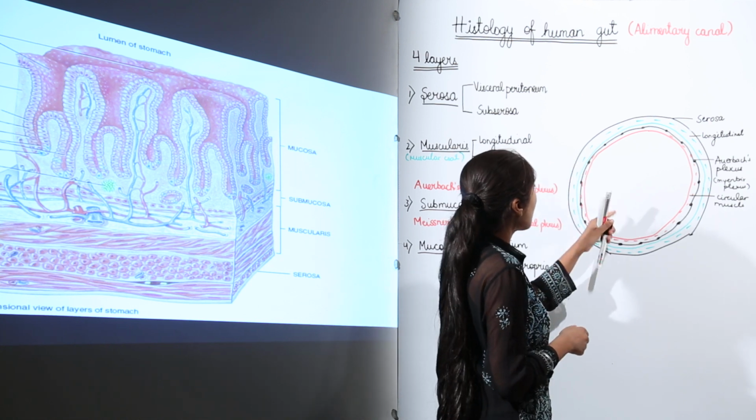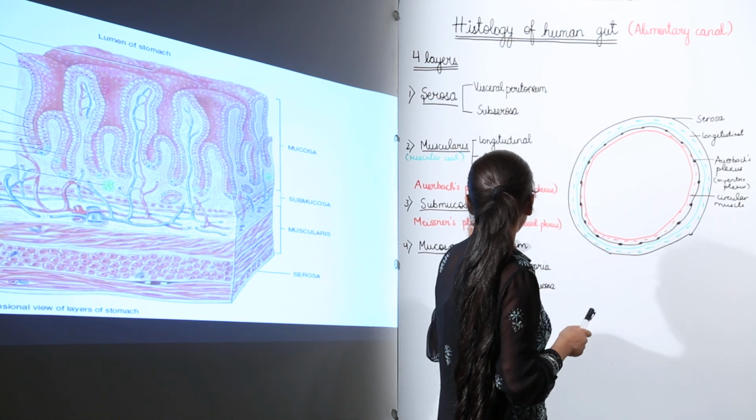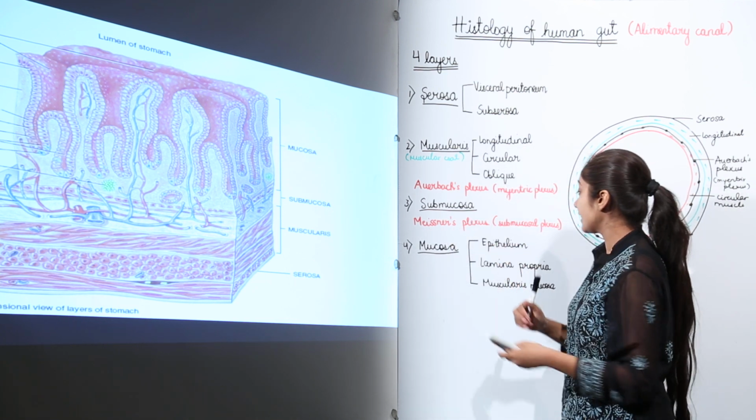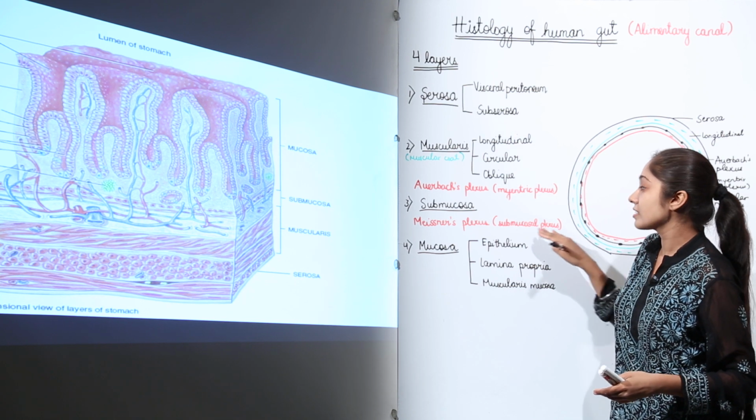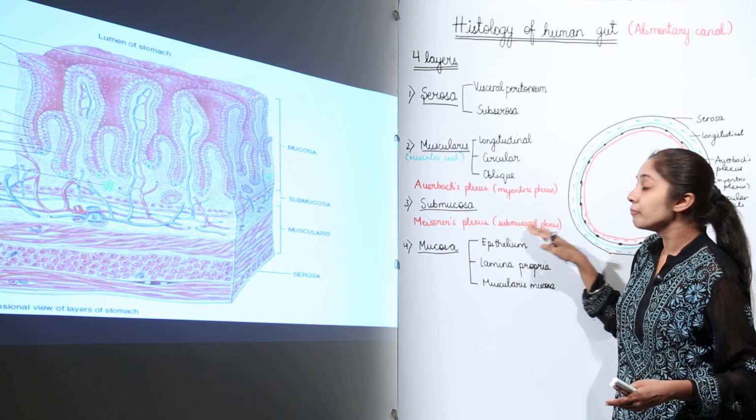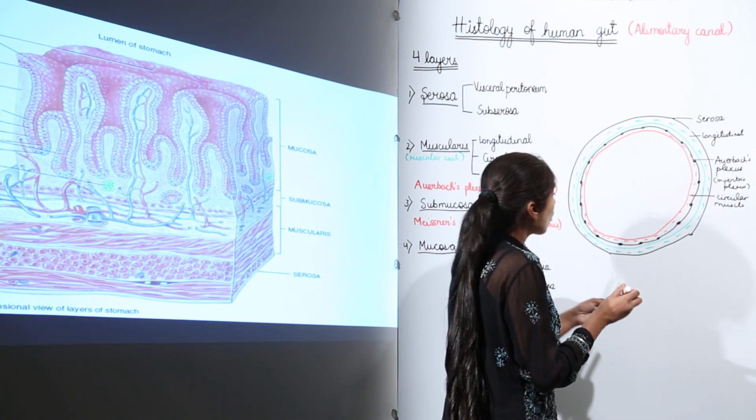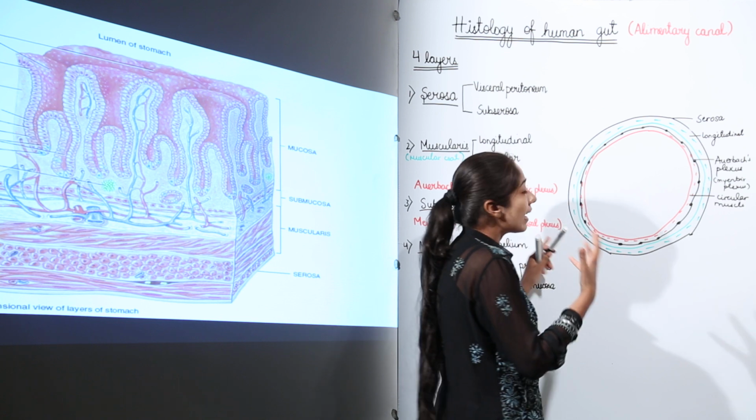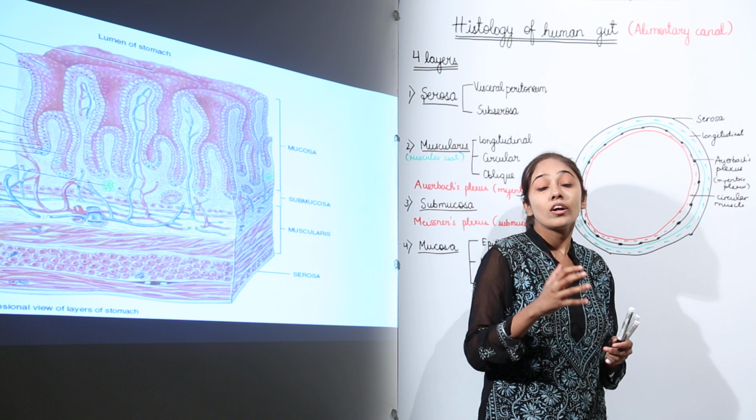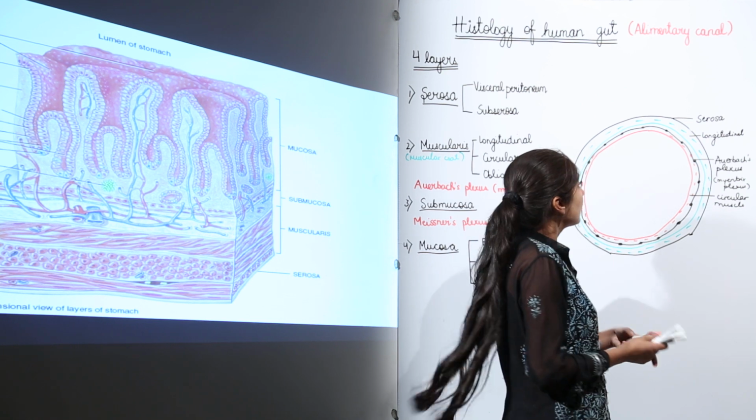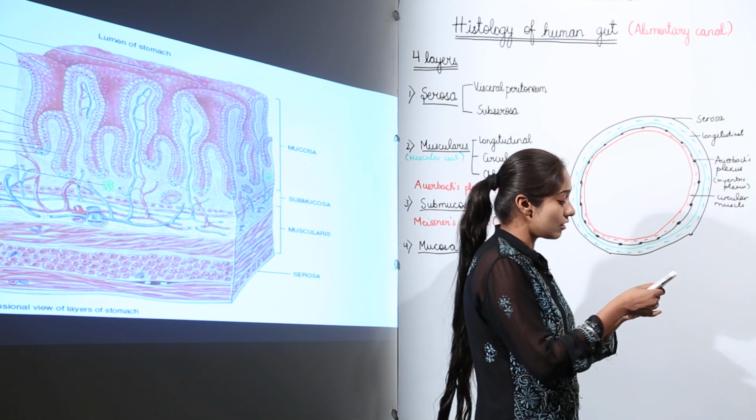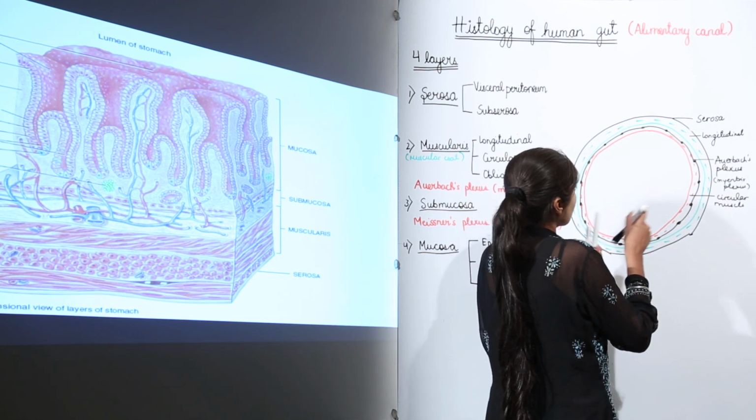After this, we have one more plexus that we call the Meissner's plexus, also known as the submucosal plexus. We'll just draw this again. This is again a collection of nerve cells, or you can say a series of nerve cells or the sympathetic nerve fibers. These were the parasympathetic nerve fibers, and now we have sympathetic nerve fibers. Let's draw this.